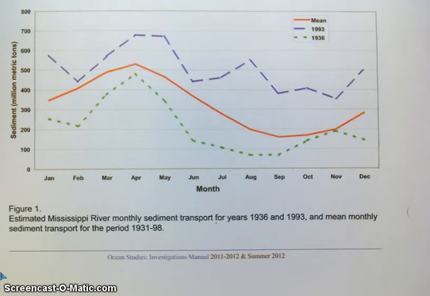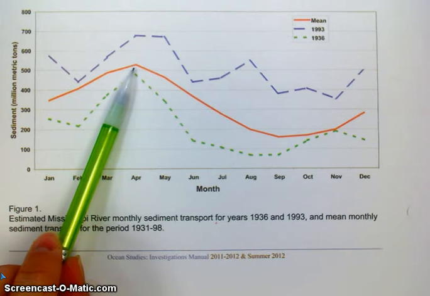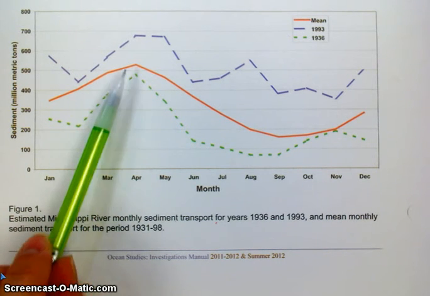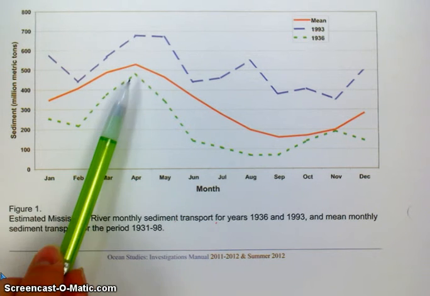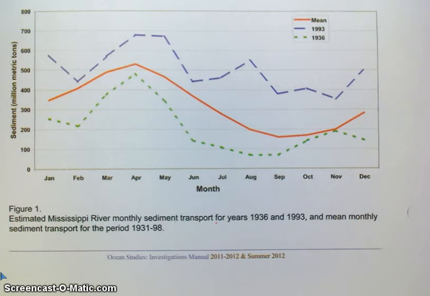Okay, number 13, this peak, the April peak, is or is not evident in all 3 curves shown on the graph. Well, it's obvious in the middle one, that's the average or mean. It's obvious on the 1936 graph, and it's also obvious as a peak on the 1993 graph. All 3 of the lines have a peak in April. So I would circle is. This peak is evident in all 3 curves shown on the graph.